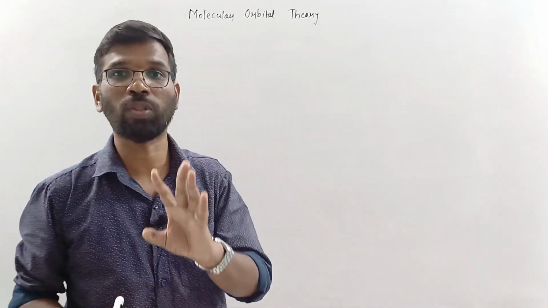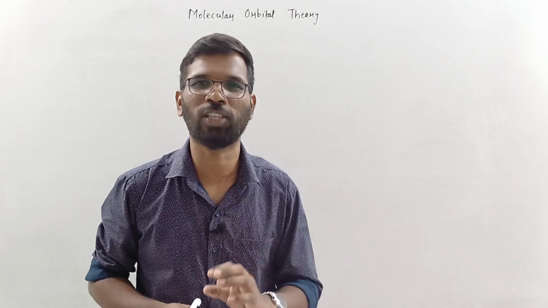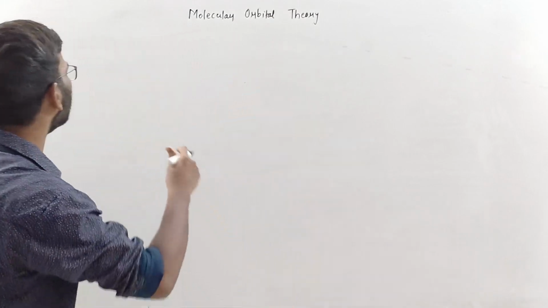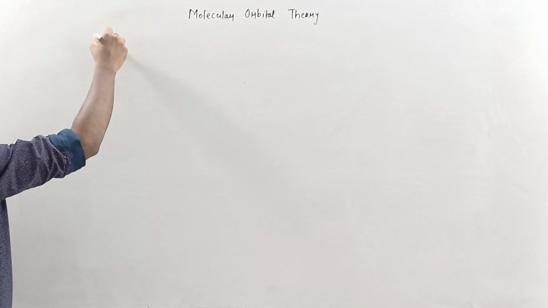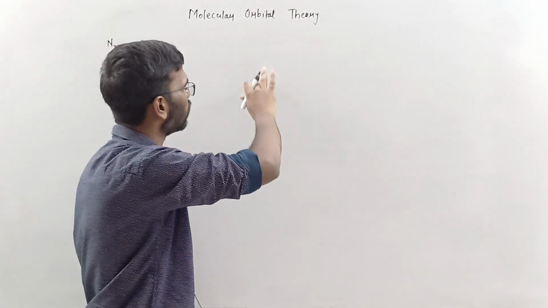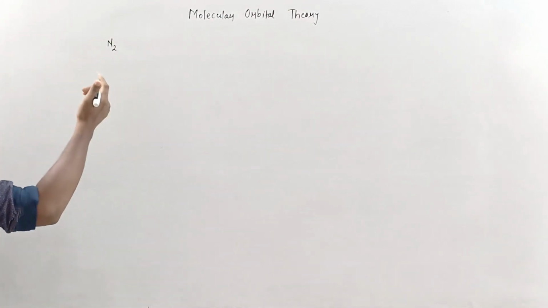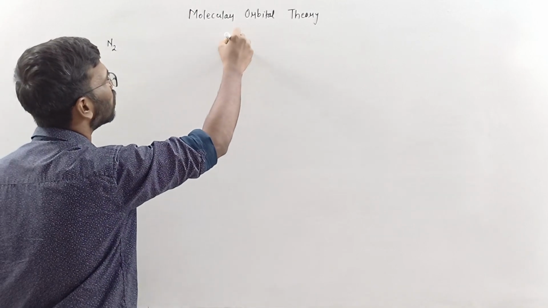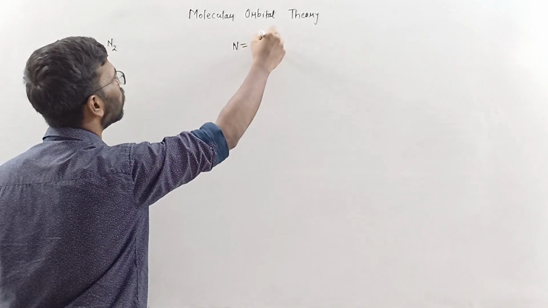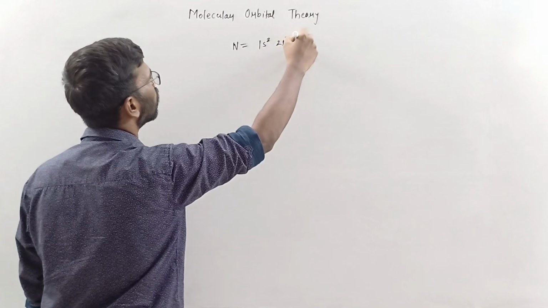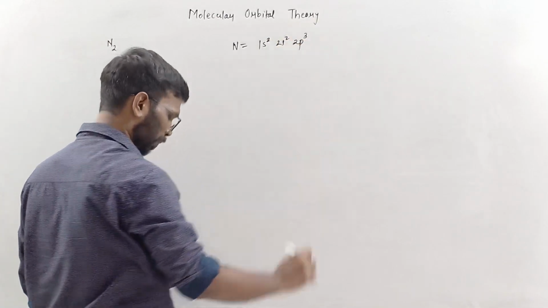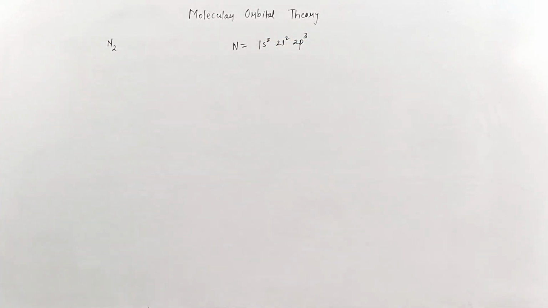I'll draw it for two things: one for nitrogen and the other for oxygen. You must be familiar with this from before. Let's use this board. See, one nitrogen's electronic configuration is what? 1s2, 2s2, 2p3. This is the electronic configuration of nitrogen. So this is how we represent the energy, and this is how the energy is increasing.